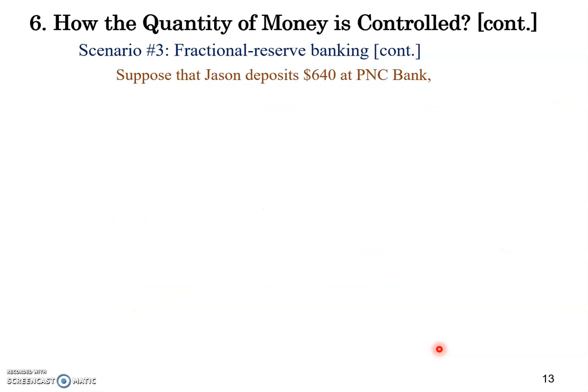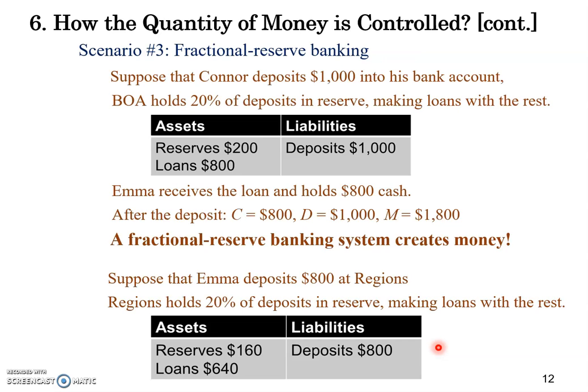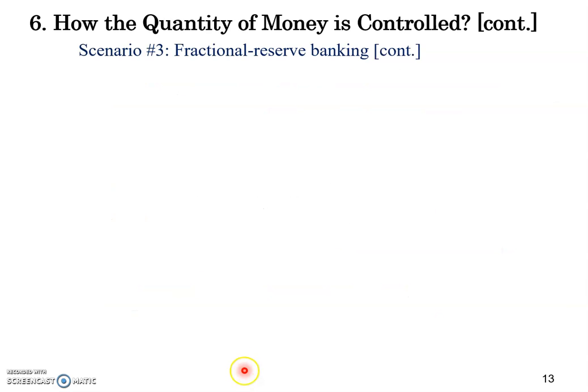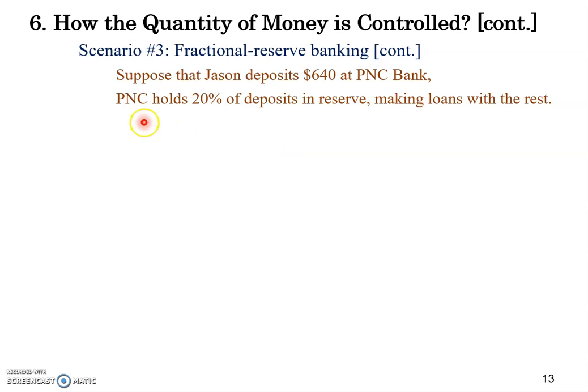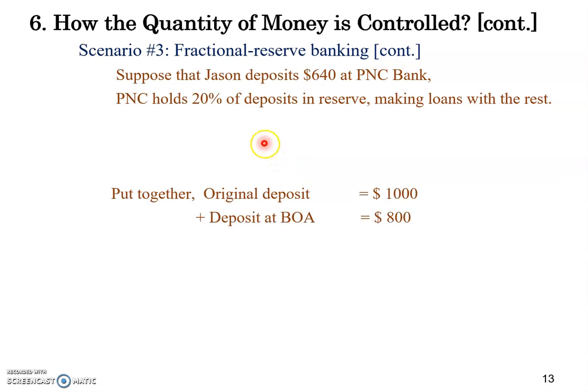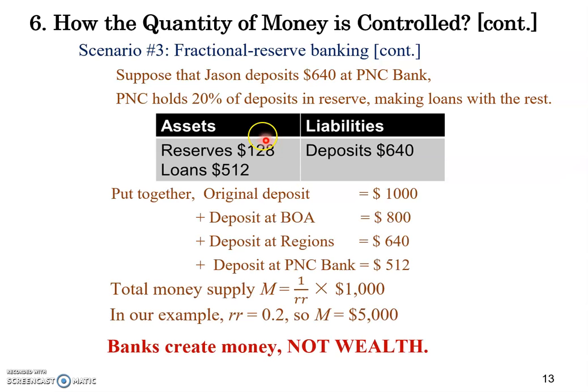Now, whoever receives that $640 loan, we're going to continue our discussion from there. So suppose Jason received the loan of $640, and he made the deposit at PNC Bank. And again, PNC holds 20% of the deposit in reserve. Then the PNC's balance sheet will look like this.